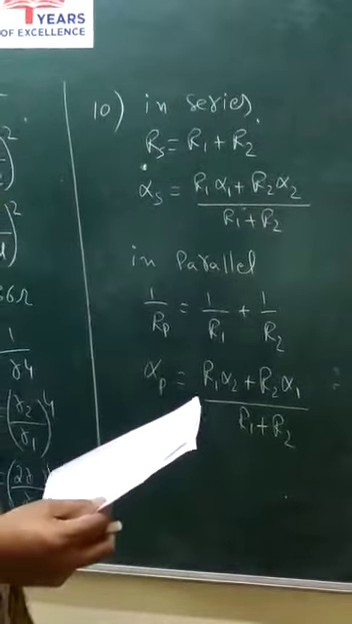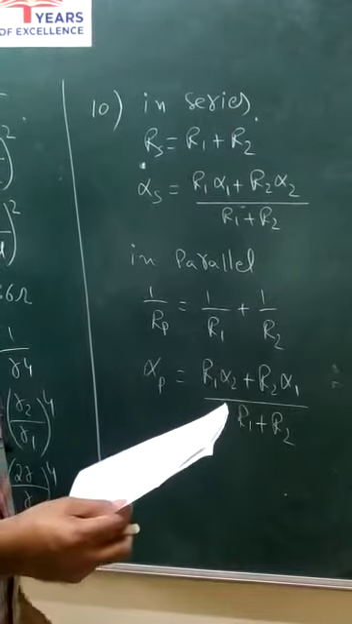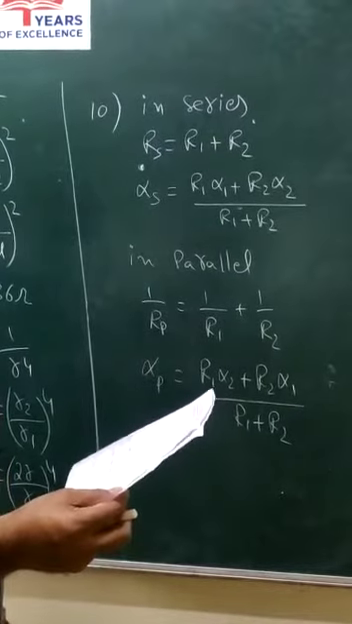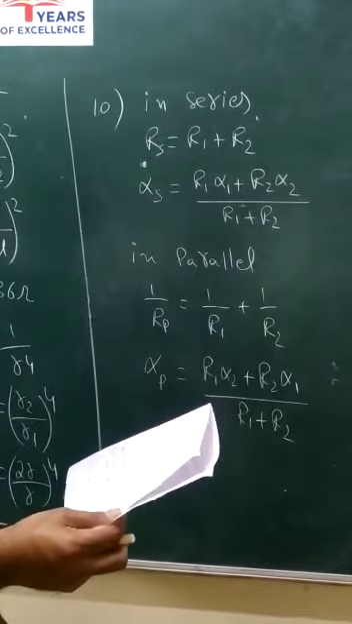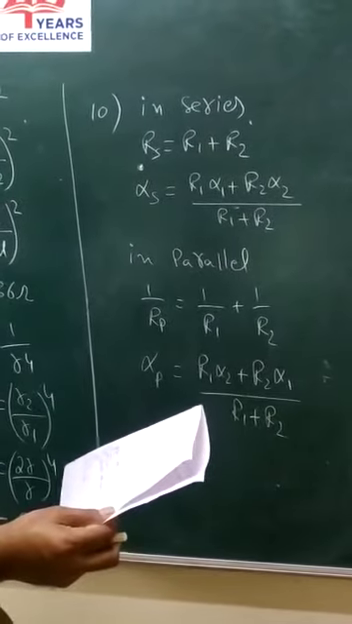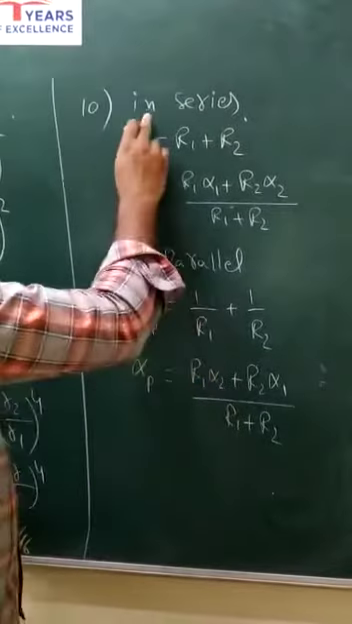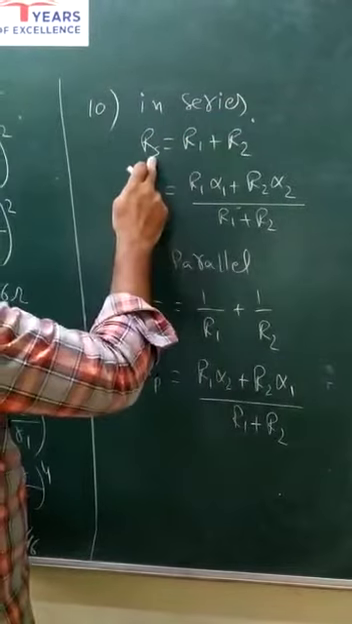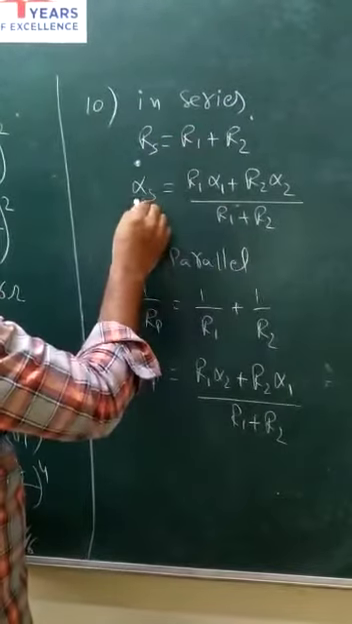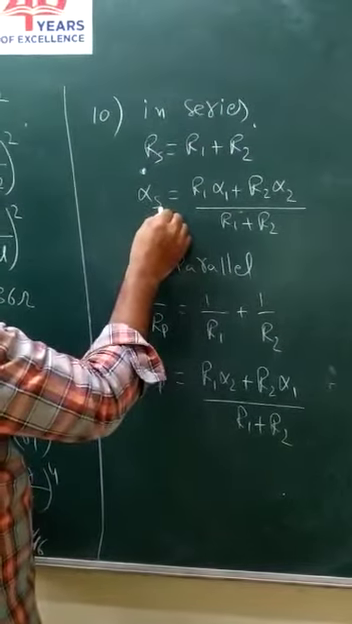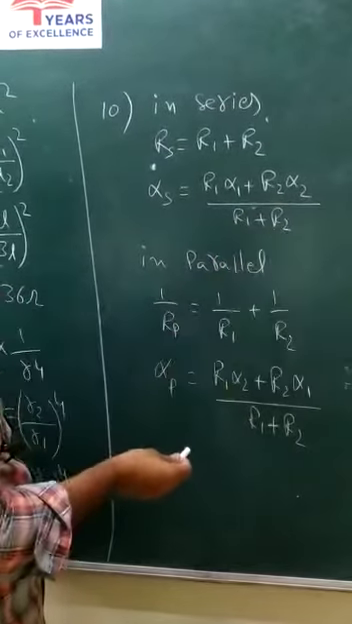Two conductors have different resistances R1 and R2 at 0 degrees Celsius, and their temperature coefficients of resistance are alpha 1 and alpha 2 respectively. What are the temperature coefficients of their series and parallel combinations, nearly? In series combination, the effective resistance is R1 plus R2, and by substituting the values we get finally the effective coefficient of resistance in series combination as R1 alpha 1 plus R2 alpha 2 by R1 plus R2.